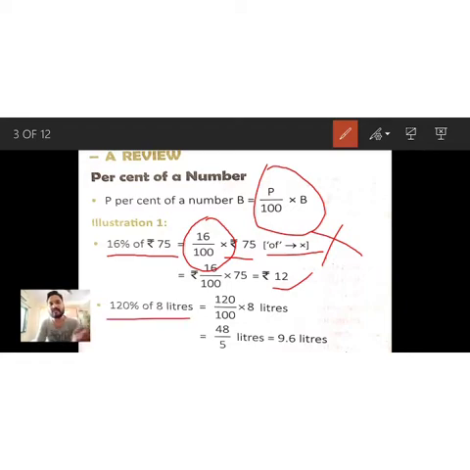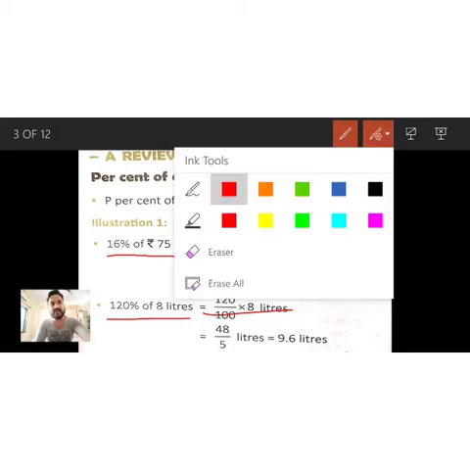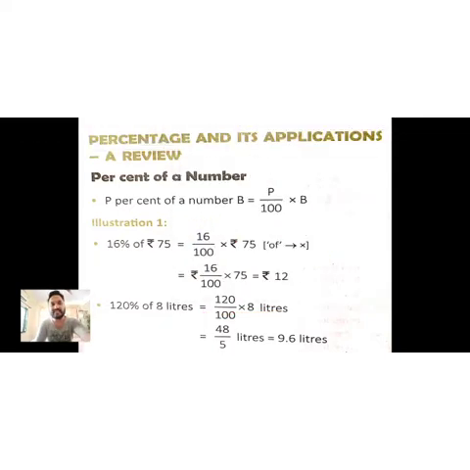120% of 8 liter means 120 upon 100 multiplied by 8. Our answer is 9.6. This is the same way we have to find all the other things. When percentage sign is given, what should we do? We have to divide by 100, and of means multiply.